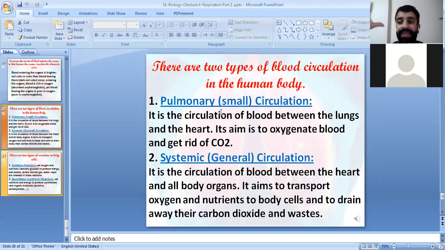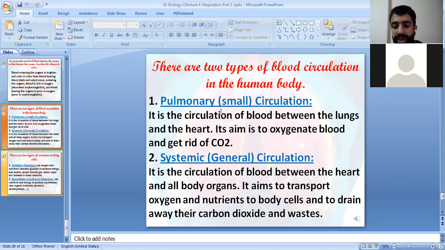Also, we have systemic circulation, or the general circulation. It's the circulation between the heart and all the body organs. What is the aim of this circulation? It aims to transport oxygen and nutrients to the body cells and to drain away the carbon dioxide and waste. So systemic circulation is between the heart and all the body organs, while pulmonary circulation is between the lungs and the heart.